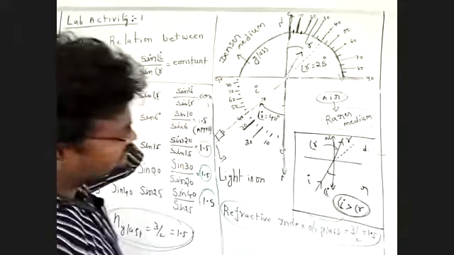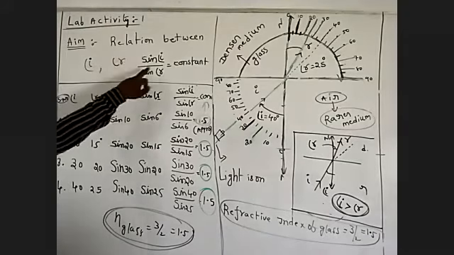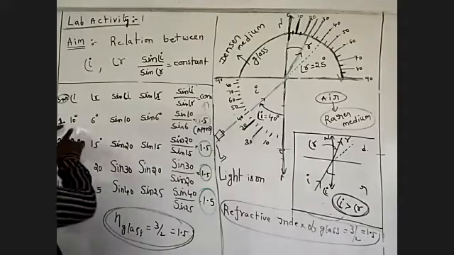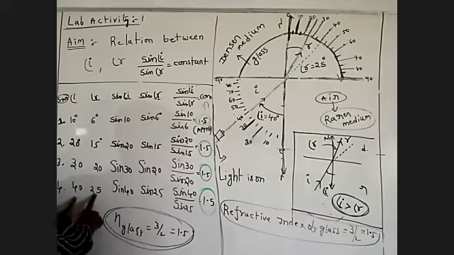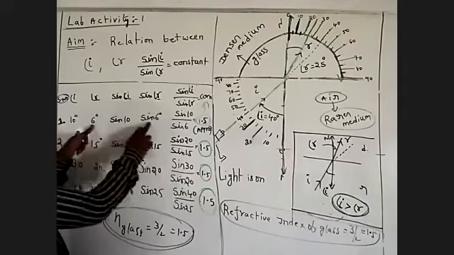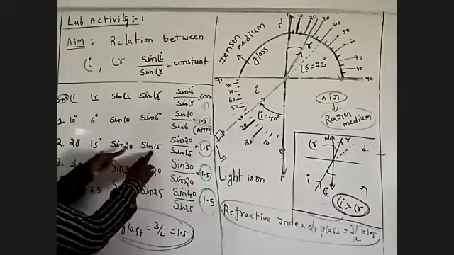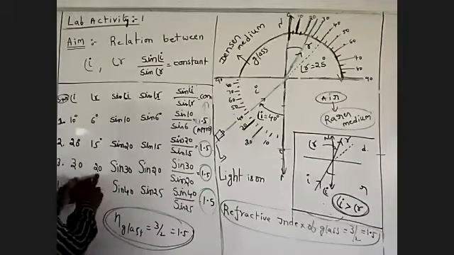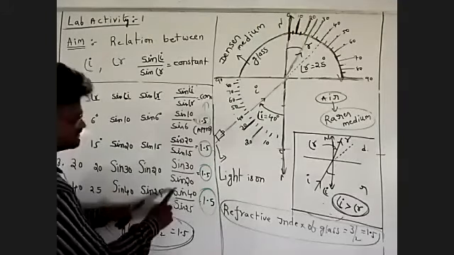Next, another relation: sin i by sin r is equal to constant. I'm showing you the answer. First situation, I'm getting angle of i 10, angle of r 6. Second situation, third situation, fourth situation. Sin 10 degrees by sin 6 degrees is equal to 1.5. Sin 20 by sin 15 is equal to 1.5. Sin 30 by sin 20 is equal to 1.5. Sin 40 by sin 25 is equal to 1.5.